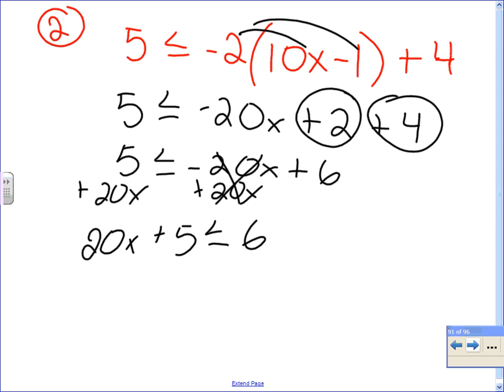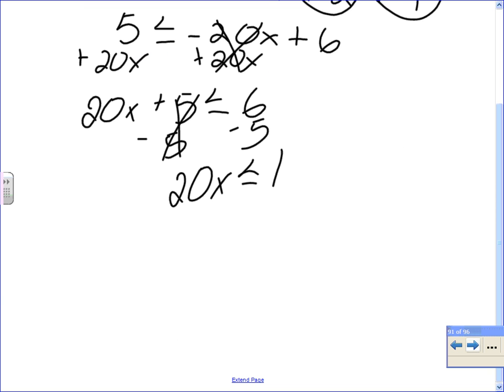Liam, what's the next step? Good, so how do we do that? Good. Very good. So our next step is you're moving numbers to the right, minus 5 on both sides. You get 20x less than or equal to 1. Robert, how do we get rid of the 20? Divide both sides by 20.